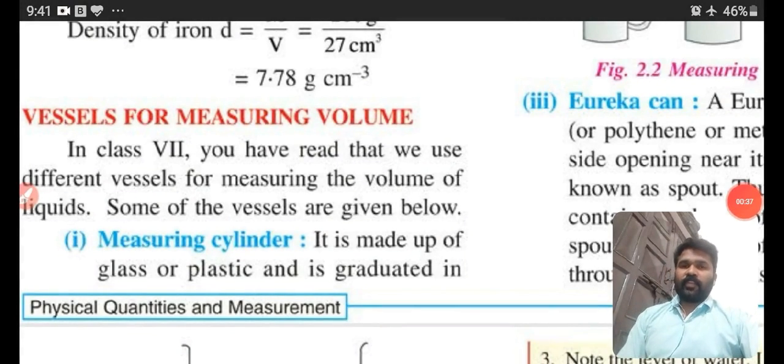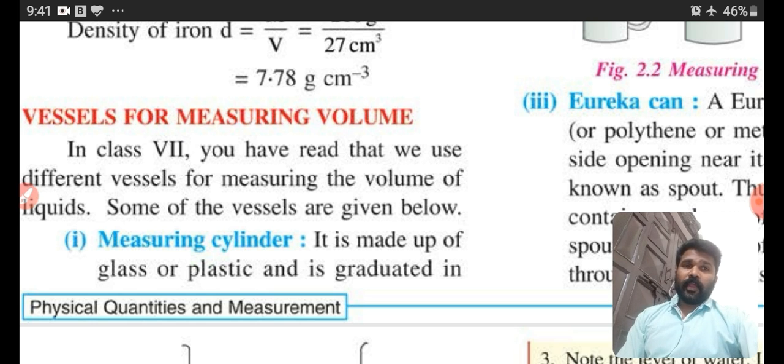Okay, today's session we are going to start by the topic vessels for measuring volume. In class 7, you have read that we use different vessels for measuring the volume of liquids. Already we have discussed in class 7 about measuring cylinder and measuring beaker. And here we are going to discuss some more devices. Measuring cylinder we are going to discuss once again.